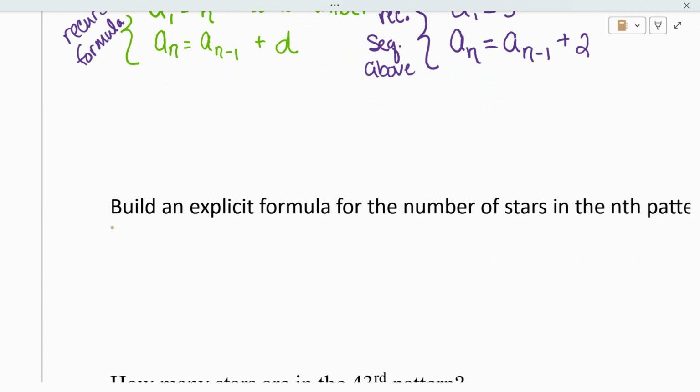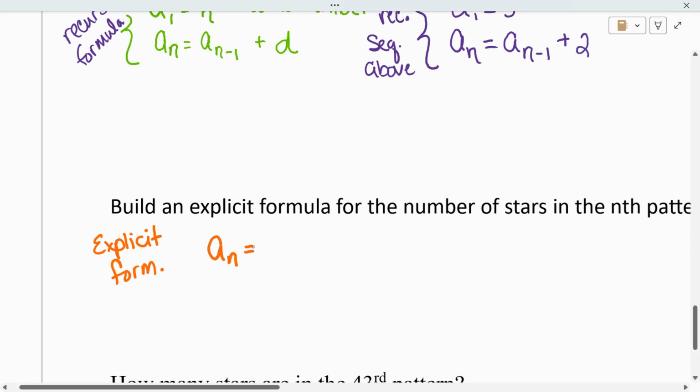So this is the explicit formula. a sub n equals the first term plus the common difference times n minus 1. And we said that. That's why we were figuring out how many common differences we had to add. The number of common differences that we have to add is 1 less than the number of terms we're looking for. Okay?